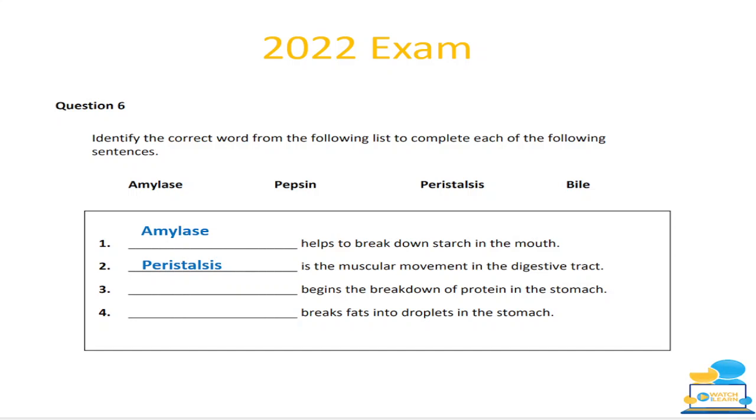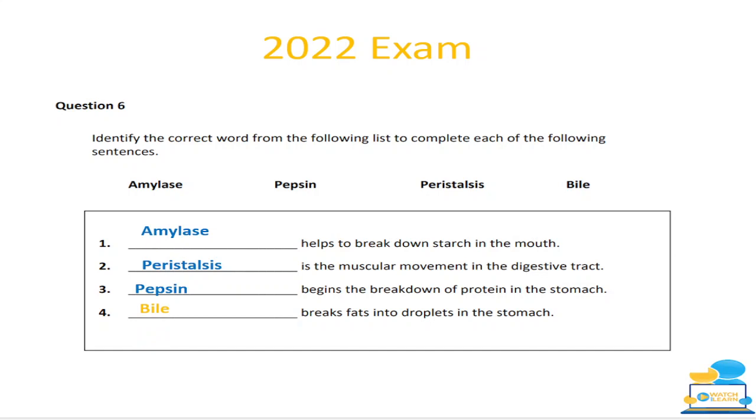The next one is question 3: blank begins the breakdown of protein in the stomach. So what I'm left with now is pepsin and bile. If I don't know the answer, I'm just going to write either one of those down. I have a chance of getting it right, okay? So I know it's actually P for protein, P for pepsin, and it's broken down there in the stomach. The next one is question 4. It says blank breaks fats into droplets in the stomach. And that is going to be bile.